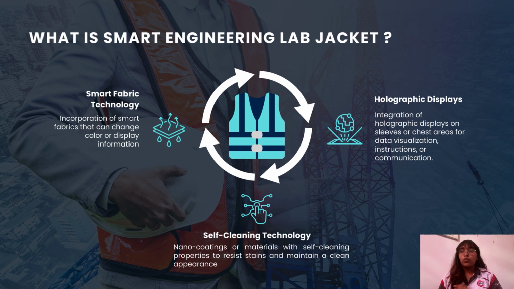Thirdly is the holographic design, which is the integration of a holographic display on the sleeve or chest, which gives you data visualization, instruction, and also communication from different people. These are the main features of the Smart Engineering Lab Jacket. Thank you.